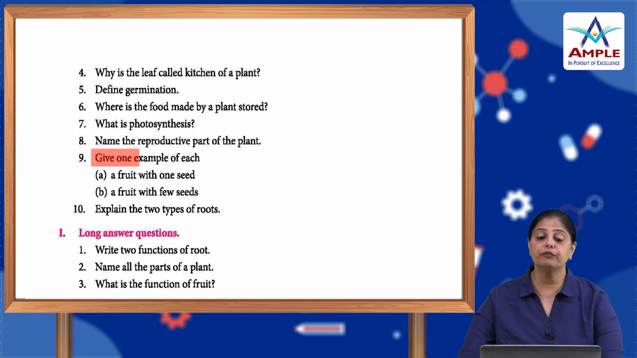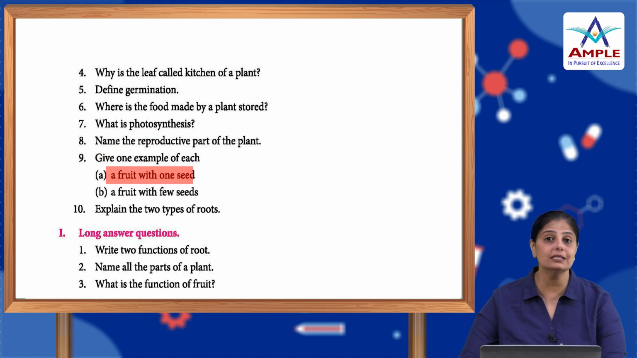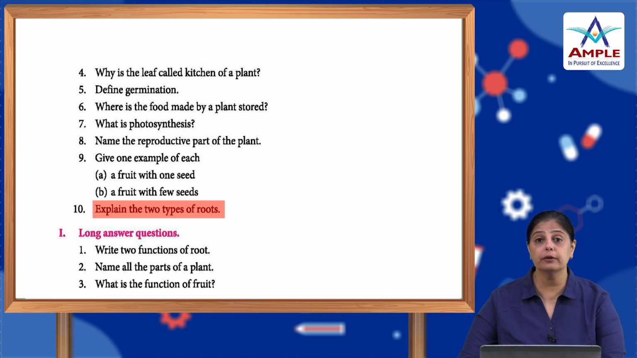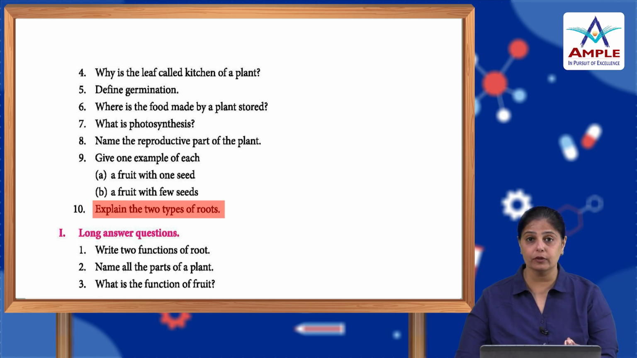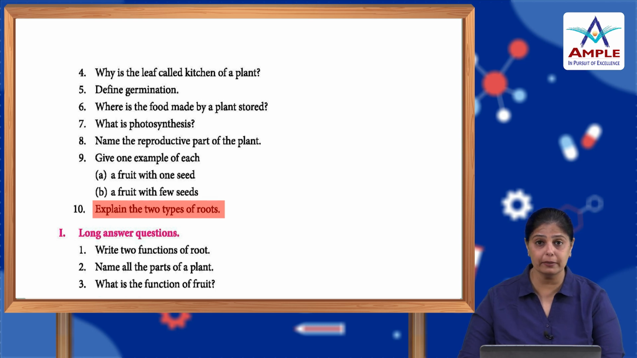Now give 1 example of each. A fruit with 1 seed: mango. A fruit with few seeds: we can say apple or lemon. Now explain the 2 types of roots. The 2 types of roots are tap roots, where there is a main root under the soil, and other roots generate from it. Whereas fibrous roots are many roots that come out of the stem itself.